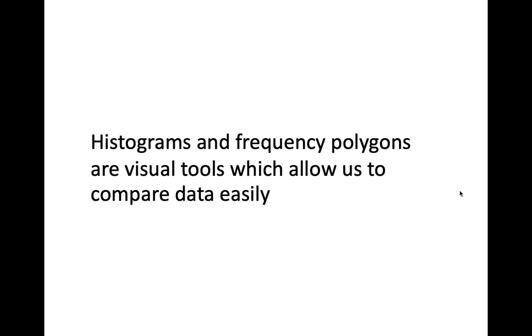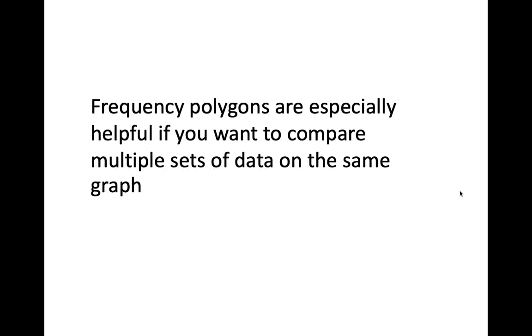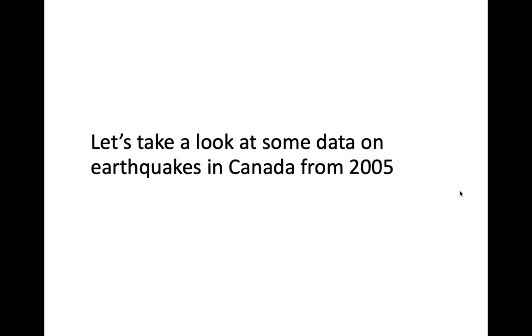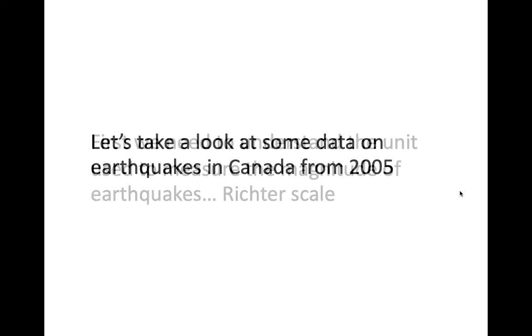So once again, histograms and frequency polygons are visual tools that we can use to describe the data that we're actually studying. And it allows us to compare them, at least some things about them, not everything. Frequency polygons are especially helpful if you want to try to compare more than two sets of data and compare one to the other. So that last example that we looked at was about earthquakes in Canada from 2005.